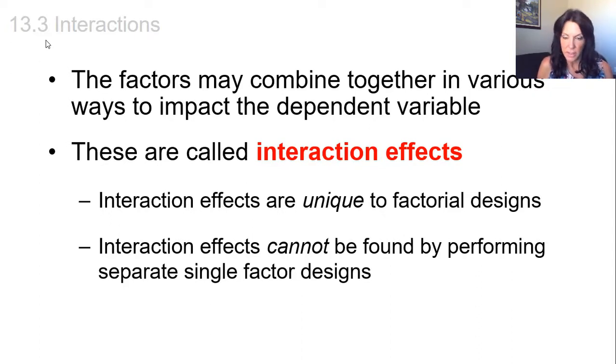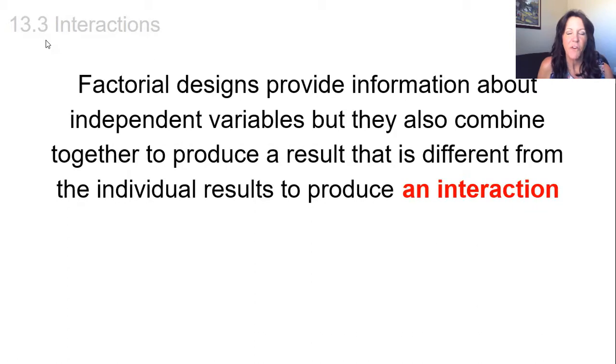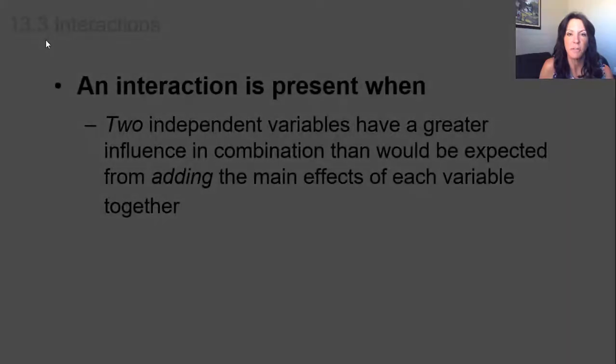Last week, we did the single factor ANOVA. There was only one independent variable. Now we have two independent variables, and how do those two things work together to create an interaction? So factorial designs provide information about independent variables, the main effects, but they also combine together to produce a result that's different than the individual results, and this produces an interaction.